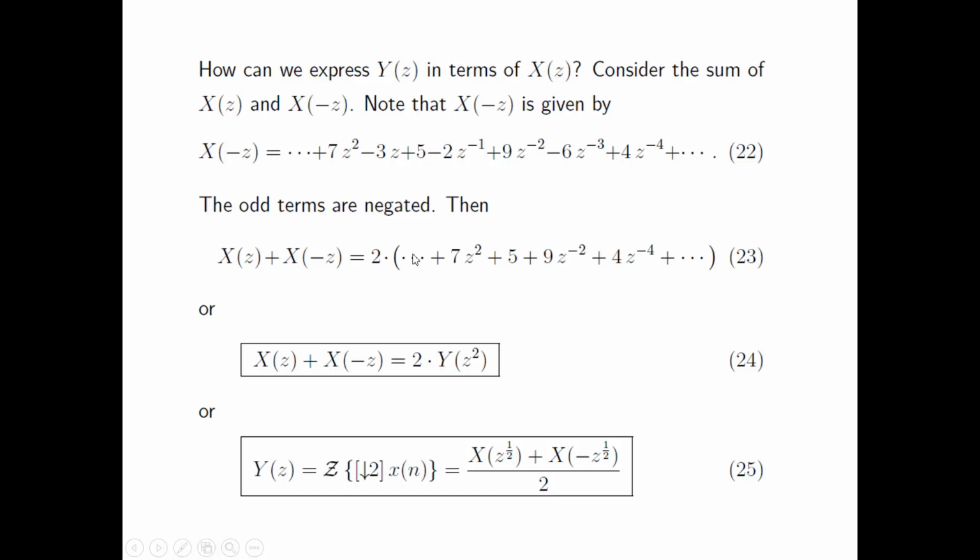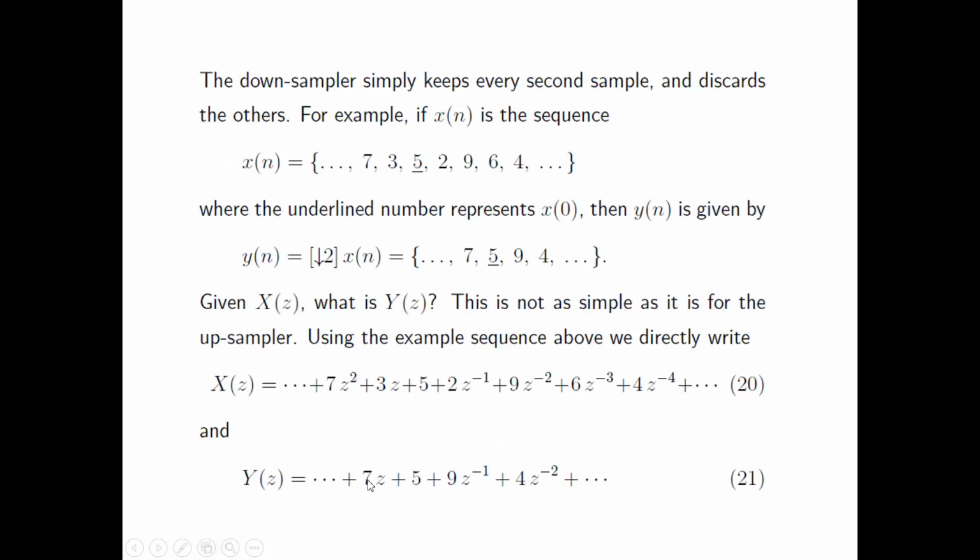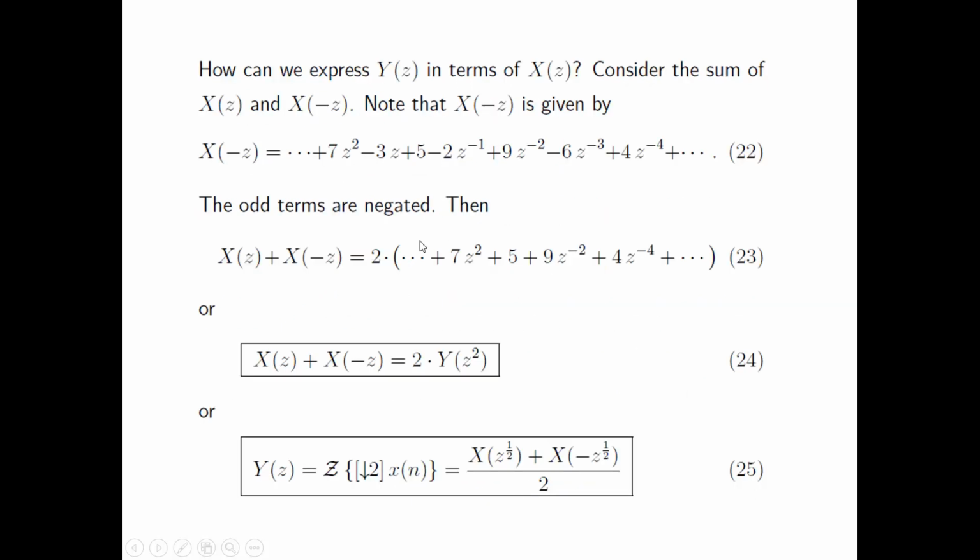What is this part? Twice of, this is actually y of z square. If you look at y of z, it is 7z plus 5, 9z minus 1. So if you take the square of z, you will get 7z square plus 5 plus 9z. So that means x of z plus x of minus z is equal to twice of y of z square. This equation we get. And what is y of z? y of z will be equal to x of z to the power half plus x of minus z to the power half, divided by 2.